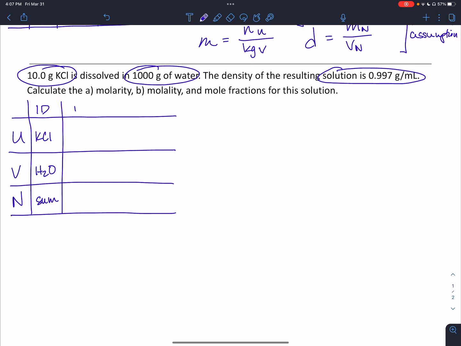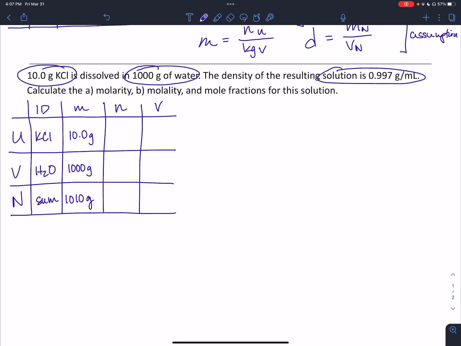All right? Next up, mass values. What do I know? Well, I've got 10 grams given for the mass of my KCl and 1,000 grams given for the mass of my water. And the two together add up to give me 1,010 grams, which will be the mass of my solution. Next up, moles. I haven't been given any information about my moles, and I also don't have any information about volume. The one exception is that I could technically determine the volume of the water because I know the density of the water, but I'm going to hold off and see if that's necessary.